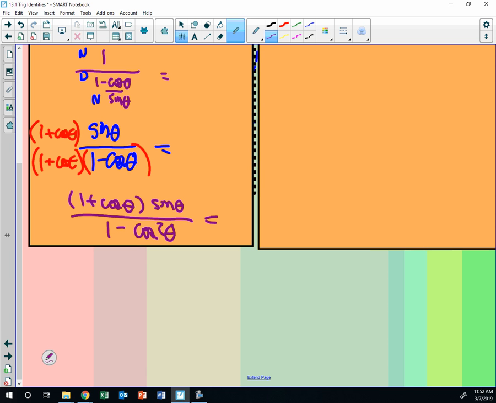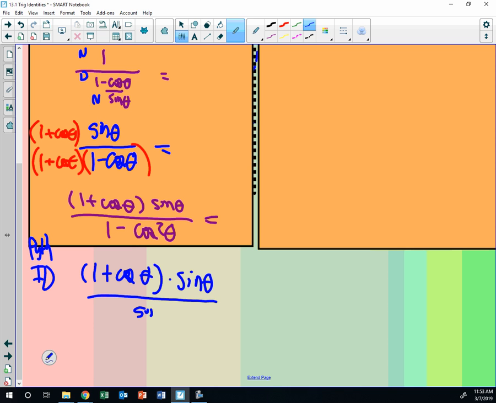Somebody tell me why that helped, because it did. So say that again. You have 1 minus cosine squared. Why is that good? Do the conjugate again. That would be interesting, but you don't even need to do that. 1 minus cosine squared is our friend. Yes, Pythagorean identity. If you subtract this, you're going to get 1 minus cosine squared equal to what? Sine squared. So you have 1 plus cosine theta times sine theta all over sine squared theta.